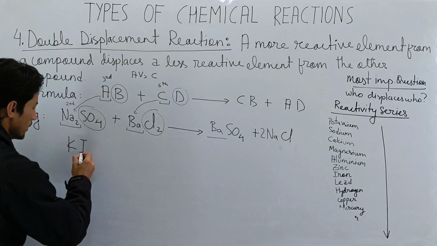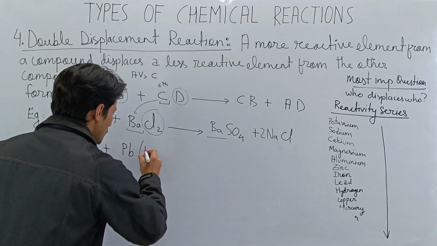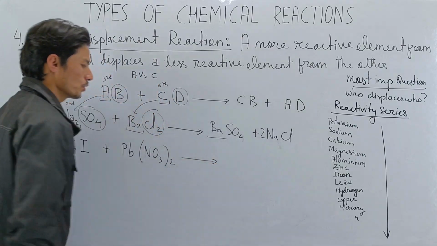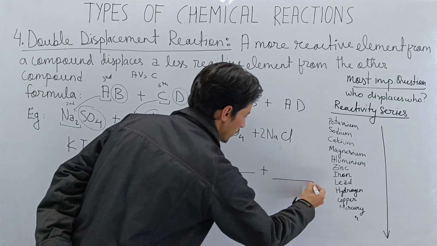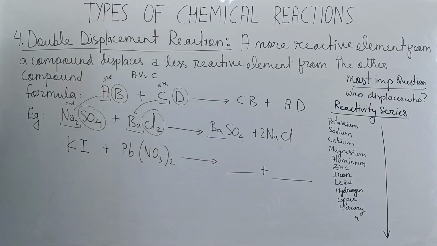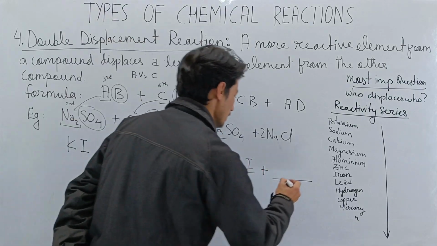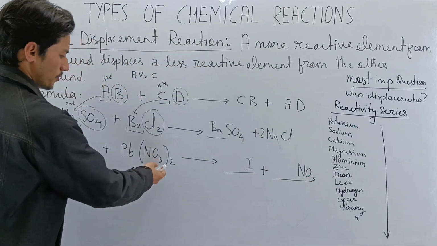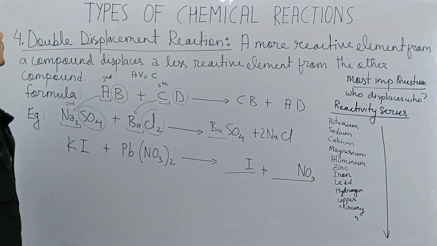KI, potassium iodide, plus lead nitrate, Pb(NO3)2. I want you to try this. Give me the product. So I will be here. You can write it first. And NO3. Be careful with such compounds, where there are brackets, you have to be careful.